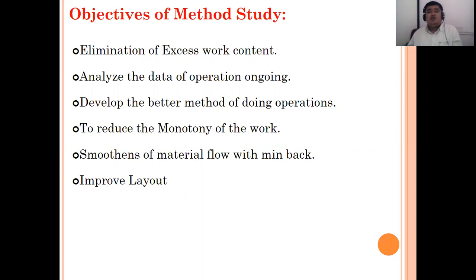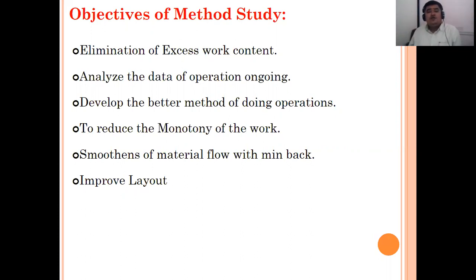Develop better methods of doing operations. This is one more objective, that we can develop a better method. Better means better compared to existing methods, because in existing methods certain problems and loopholes may be there, certain difficulties. Those difficulties can be overcome, and when they are removed, we can develop a better process, a better method.